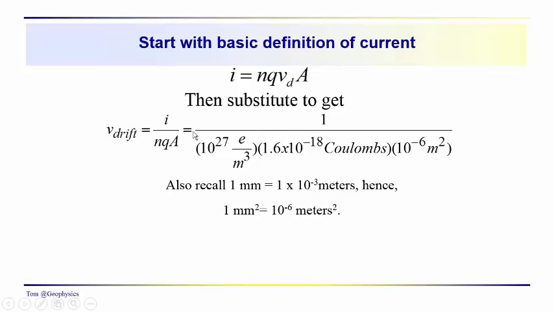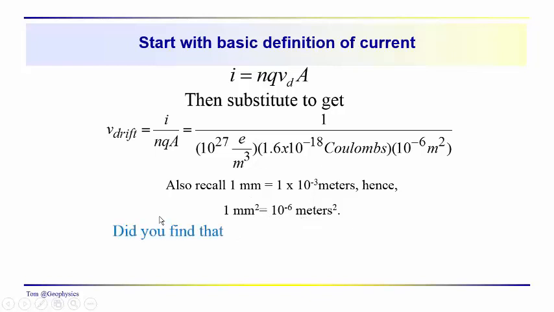So we just rearrange to calculate the drift velocity. We know what the current is. It's 1 ampere over the number per unit volume times the charge times the cross-sectional area. And we have to be units consistent, so we've got to change millimeters to meters. In terms of the area term here, one millimeter squared equals 10 to the minus 6th meters squared.